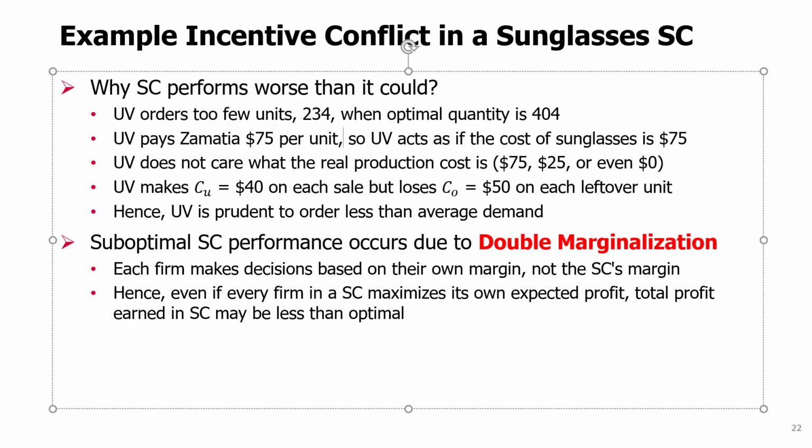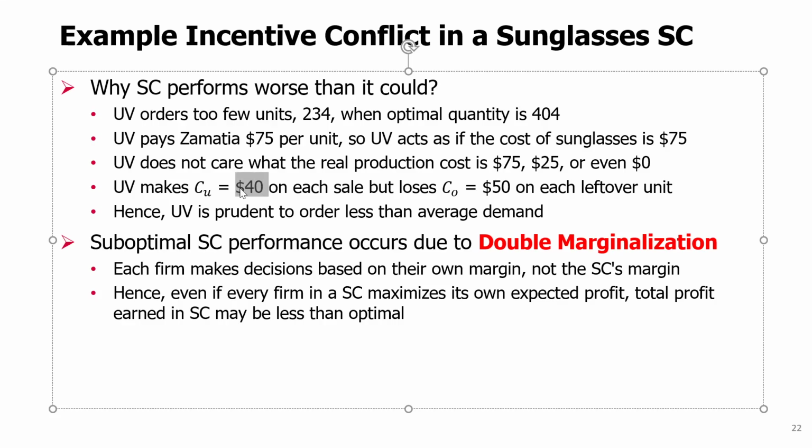Of course, UV pays Zamatia $75 per unit, so UV acts appropriately as if the cost of sunglasses is $75. It is appropriate for them. For them, it really is $75. UV doesn't care if the real production cost is 75 or 25 or even $0. They don't really experience that cost. They only know the cost, $75. UV makes $40 of underage.